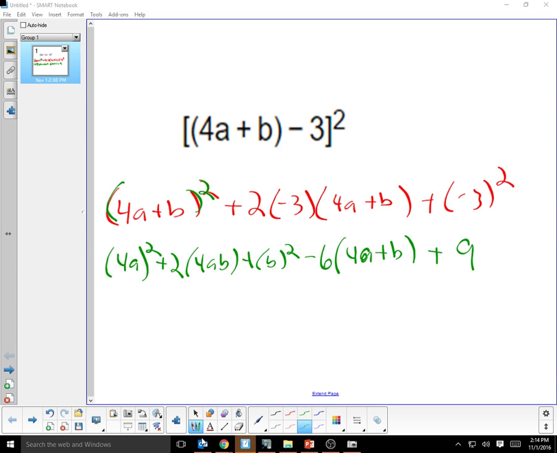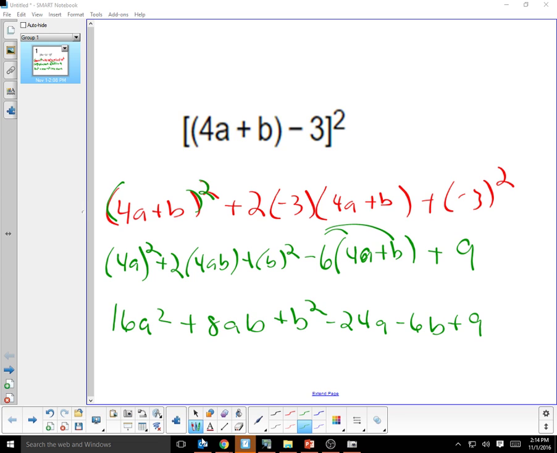Okay, let's clean it up. 4a squared will give me 16a squared. 2 times 4ab will give me a positive 8ab. B squared will stay the same. And then here I'm going to use my distributive property. So that'll be negative 24a minus 6b plus 9. Are there any like terms? Nope. So then we're done. And you would actually punch in all of that just the way it is into your solution block.